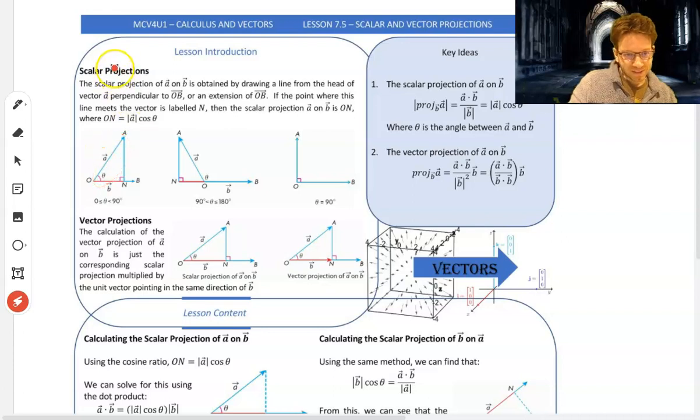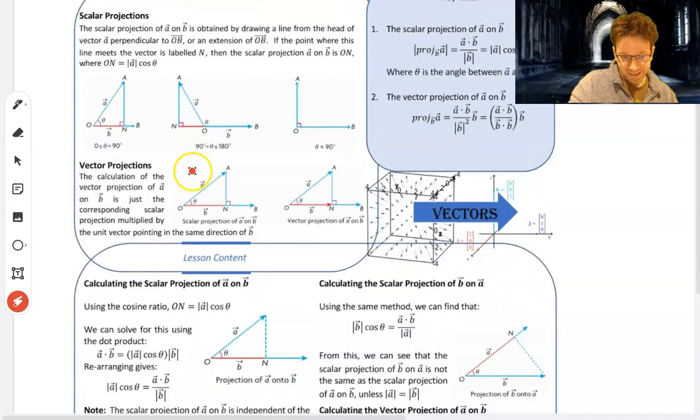Now you can almost think of it as having a flashlight here, right? And the flashlight shining down, and you look at the shadow that vector A makes on B, which would be a perpendicular shadow. And that we call the scalar projection. Now the vector projection would just be the same thing, except it has a direction in the same direction as B. So how are we going to calculate these?